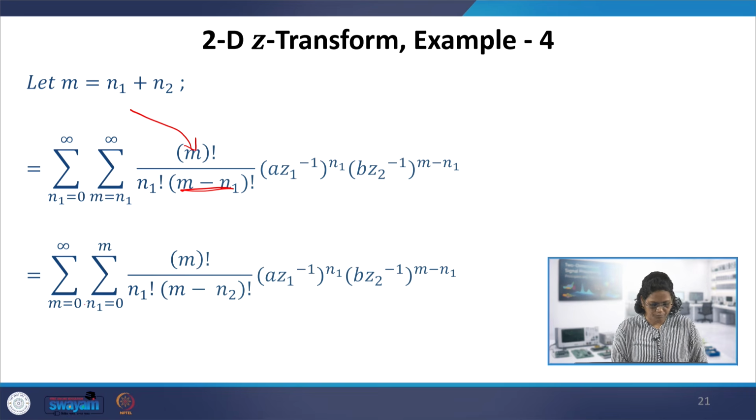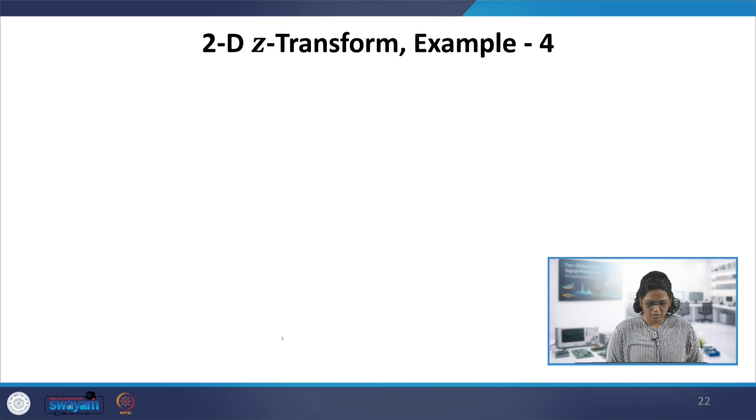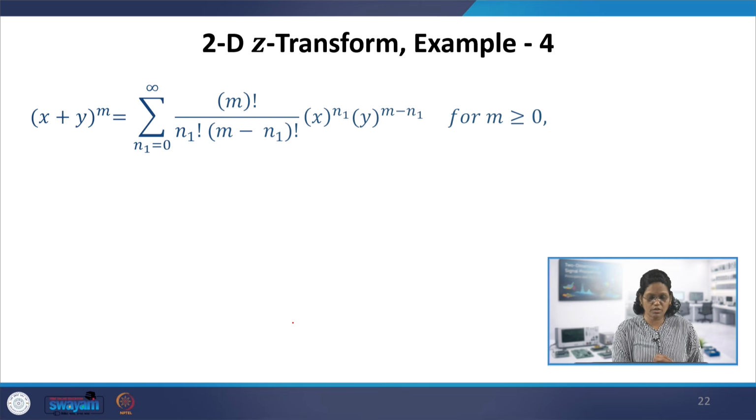So this would be m equal to 0 to infinity, just interchanging the summation n1 from 0 to infinity here. So how do we get the closed form solution? Supposing we have (x + y) to the power m, in which n1 varies from 0 to infinity, m factorial over n1 factorial times (m minus n1) factorial, x power n1, y power m minus n1. So we have this summation as the resultant of (x + y) for m.